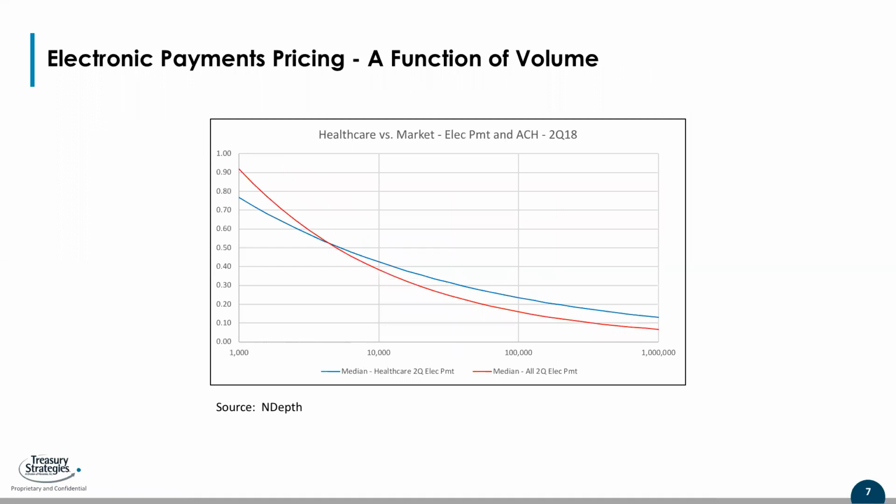Now, another service, which is actually very, very similar, is electronic payments and ACH. While we see the red line and the blue line intersecting at about 8,000 electronic payments per month, to the right of that, healthcare organizations are paying more than other clients in our database for electronic payment and ACH services. At 100,000 items a month, and many of our clients are in the 50 to 100,000 range, the average price in our database is 16 cents an item, but for healthcare organizations doing 100,000 items a month, we're seeing 24 cents an item. That's a difference of 8 cents.